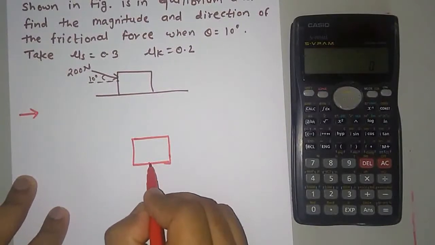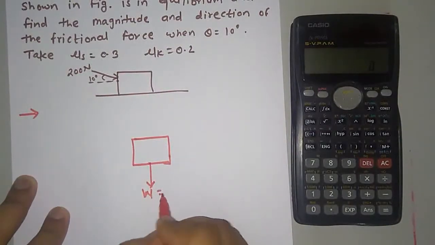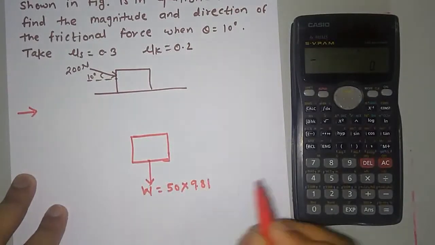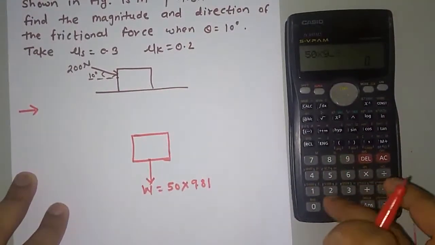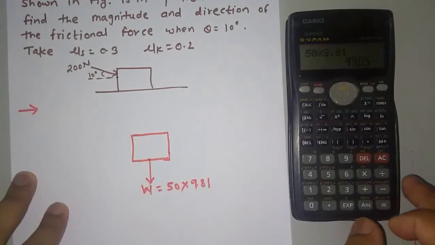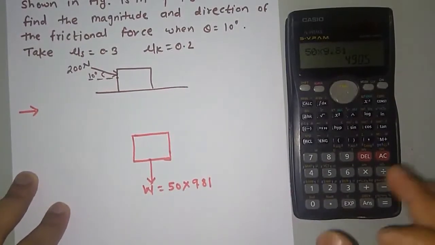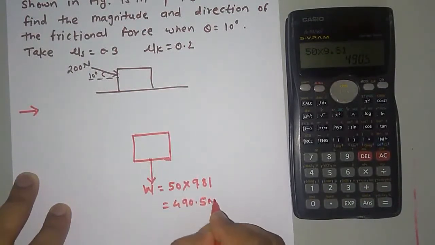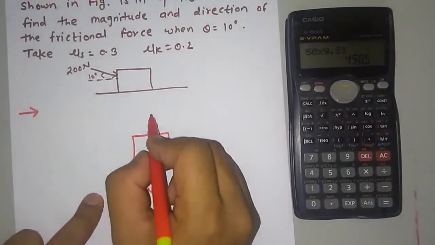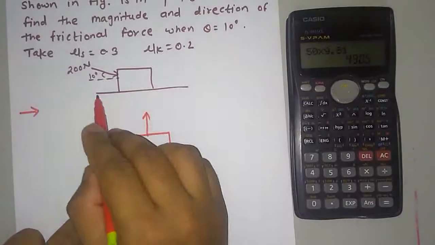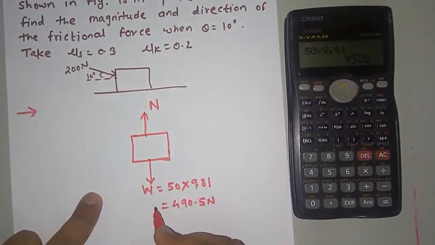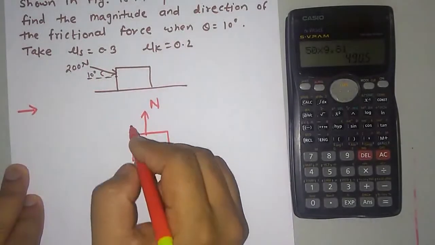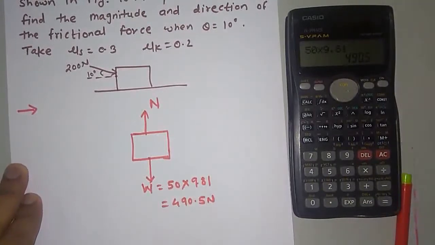Now the first thing is the weight of the block. The weight of block W is given as 50 kg, so convert it into Newton: 50 into 9.81. So what will I get? 490.5 Newton. Now the opposite force, that is the normal reaction of the surface. The surface is horizontal, so it is vertically up. Now this force is inclined at 10 degrees, so resolve this force into x and y components.